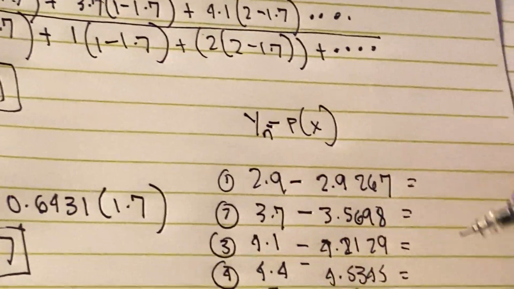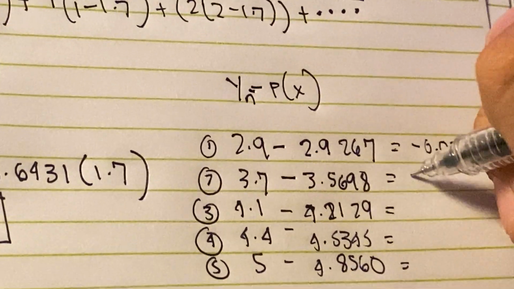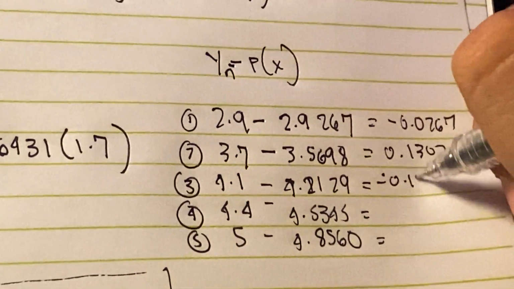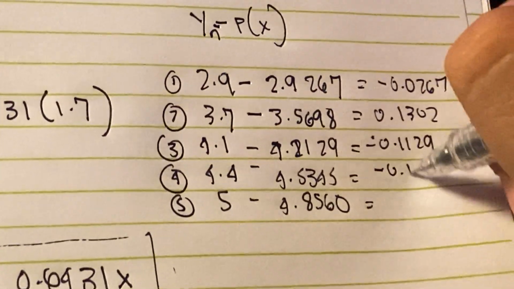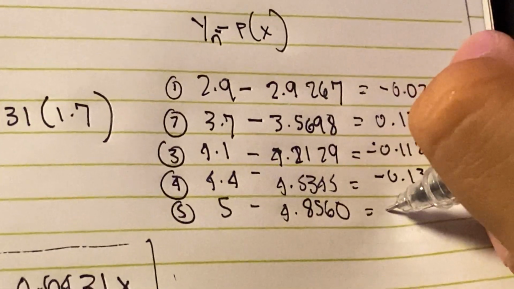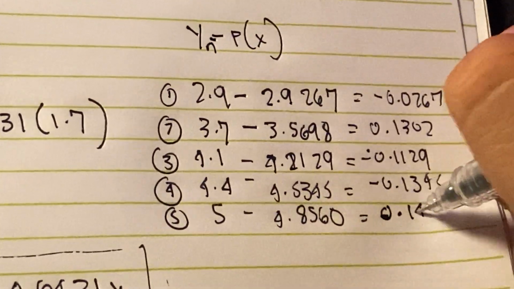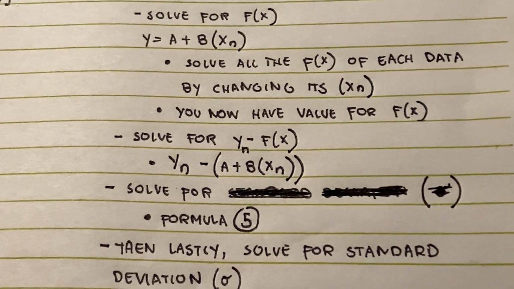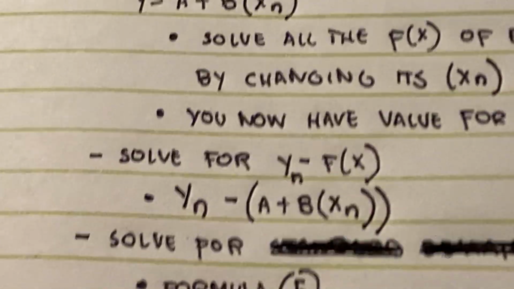So, magkakaroon ng values yun, diba? Negative 0.0267, 0.1302, 0.129, 0.1345. Sorry sa ating sulat. Medyo sleepy na rin. Ayan. So, next one, na-solve na natin yung y observations minus f of x.